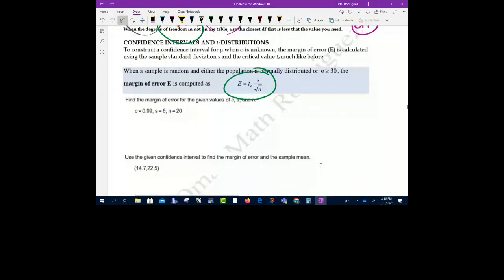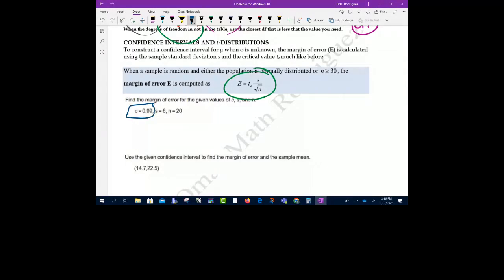Okie dokie, artichoke. So look, let's see if we can find our margin of error. Okay. So again, y'all, we're going to do this just like we did on Tuesday. On Tuesday, because we knew our population standard deviation, we used the sigma. But now we're going to have our sample standard deviation. So the first thing we need to do, we need to find our t_c score.